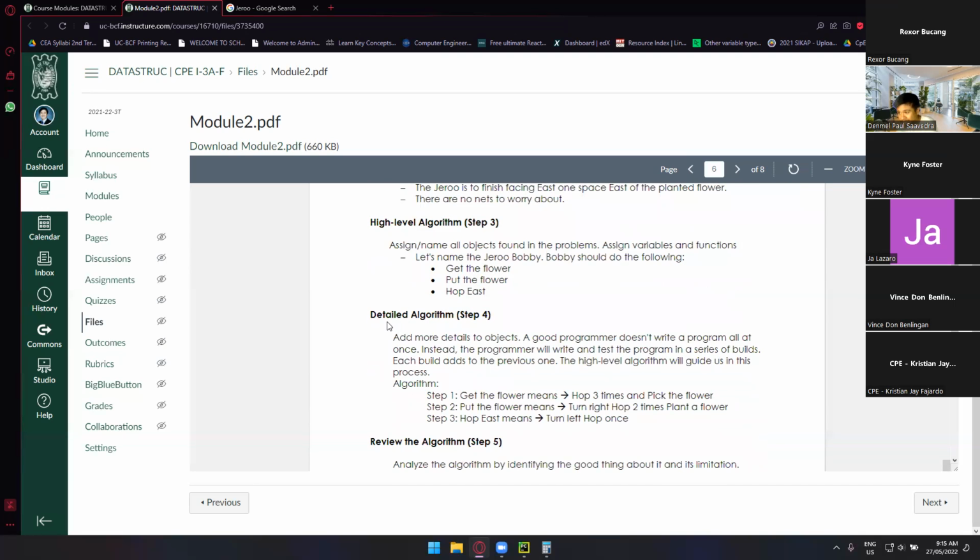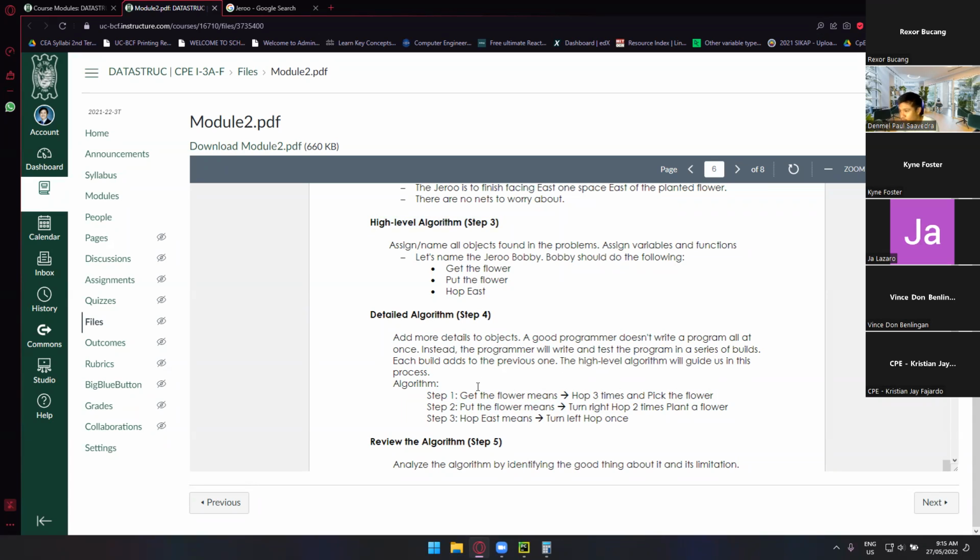The next one is the detailed algorithm, which is based on the high level algorithm. So add more details to the objects. A good programmer doesn't write a program all at once. Instead, a programmer will write and test a program in a series of builds, and each build adds to the previous one. The high level algorithm will guide us in this process. The first one is based on the first step: get a flower means hop 3 times and pick the flower. This is the elaborated detail from the step 3.